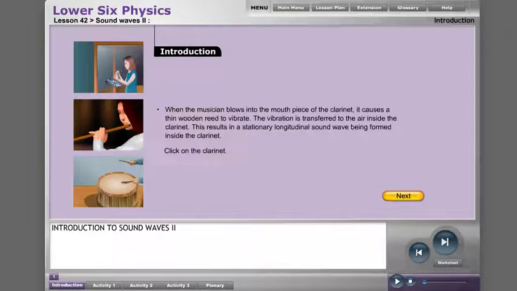Introduction to Sound Waves 2. When the musician blows into the mouthpiece of the clarinet, it causes a thin wooden reed to vibrate. The vibration is transferred to the air inside the clarinet. This results in a stationary longitudinal sound wave being formed inside the clarinet. Click on the clarinet.